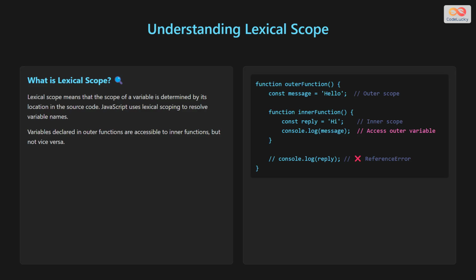However, the reverse is not true. Outer functions cannot access variables declared in their inner functions. Here is an example. The message variable is part of the outer function's scope. The inner function can access the message variable. However, if we try to access the reply variable outside of the inner function, then we will encounter an error.